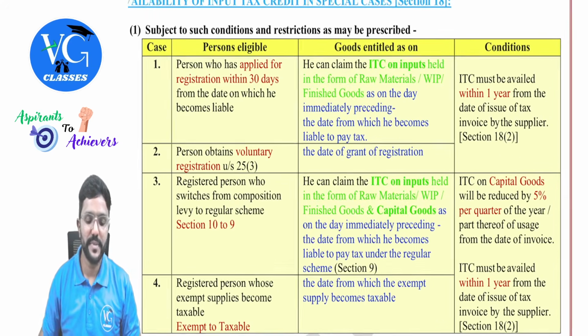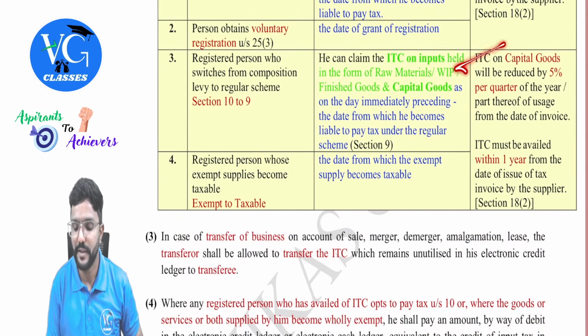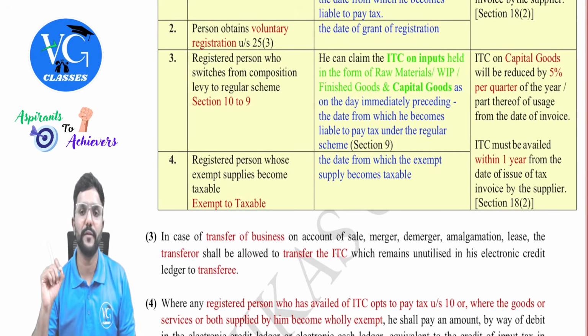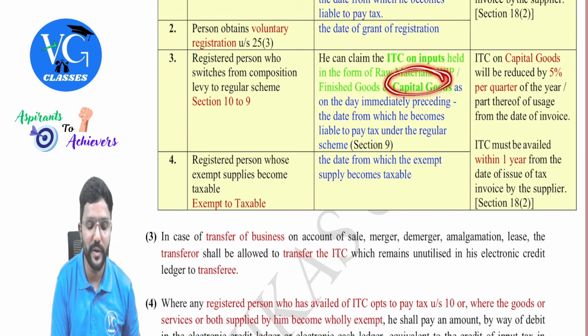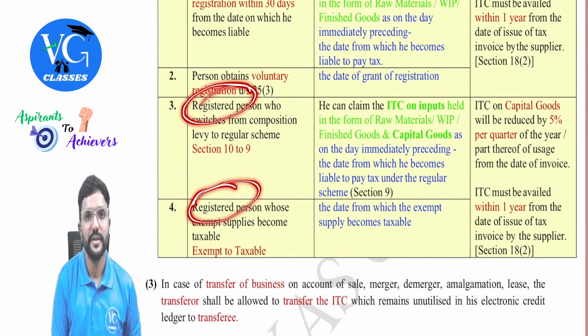Fine. So 18 subsection 1 covers totally 4 special cases. We have covered all of this and I have given the point with respect to capital goods here. Let me just read it. ITC on capital goods will be reduced by 5% per quarter of the year or part thereof of usage from the date of the invoice. And please be careful, capital goods is covered only in the last 2 cases because here a person was already registered, but now he was registered under 10, now he is going to 9.